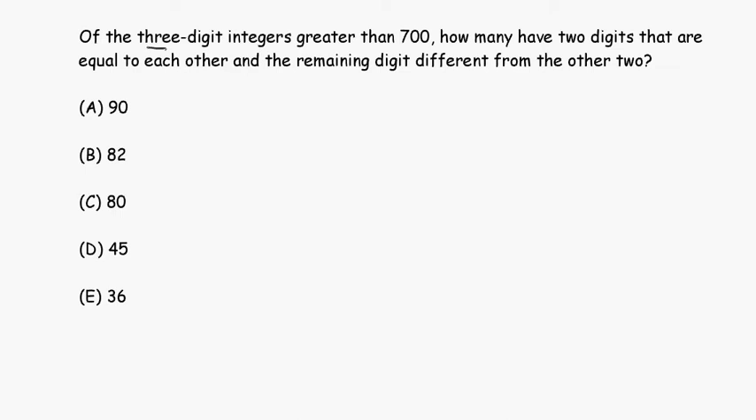It says, of the three-digit integers greater than 700, how many have two digits that are equal to each other and the remaining digit different from the other two? Now, what the official guide does is sketch out all of the possibilities. That's certainly not wrong, but there is actually a mathematical way to do that, and it can be found in my UQR course, which is not quite ready for prime time, but will be shortly. Here is how a graduate of my course would attack this question.